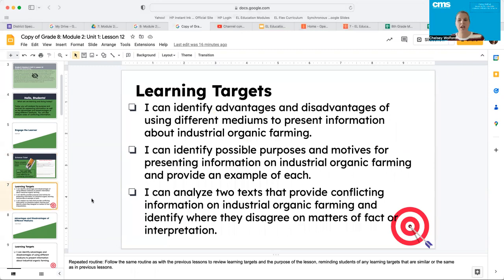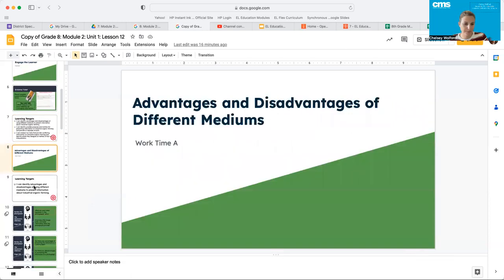We have 3 of them. The first one is I can identify advantages and disadvantages of using different mediums to present information about industrial organic farming. I can identify possible purposes and motives for presenting information on industrial organic farming and provide an example of each. I can analyze 2 texts that provide conflicting information on industrial organic farming and identify where they disagree on matters of fact or interpretation.